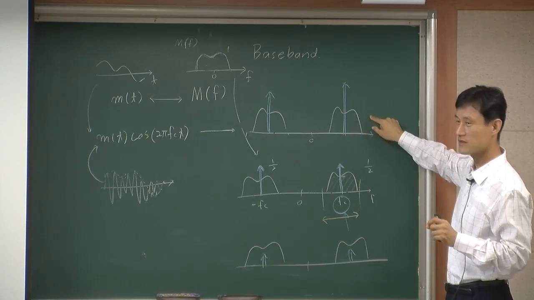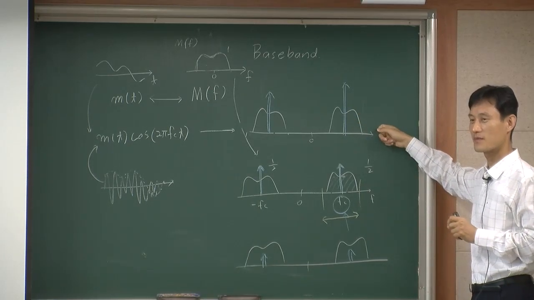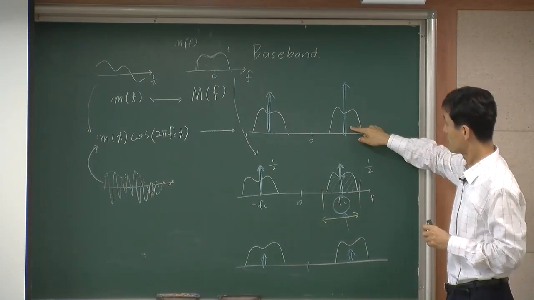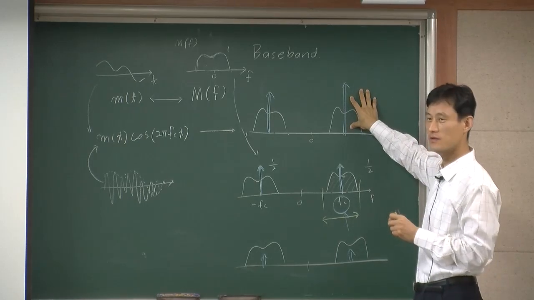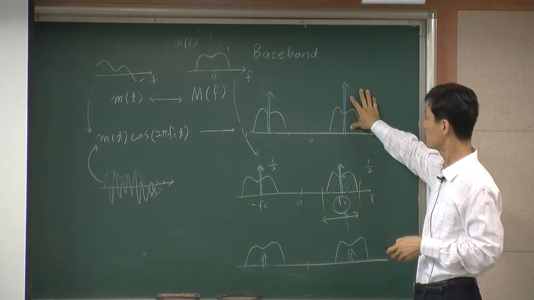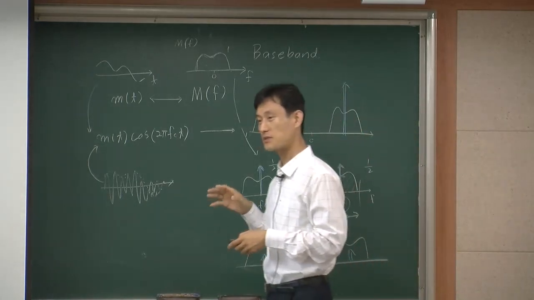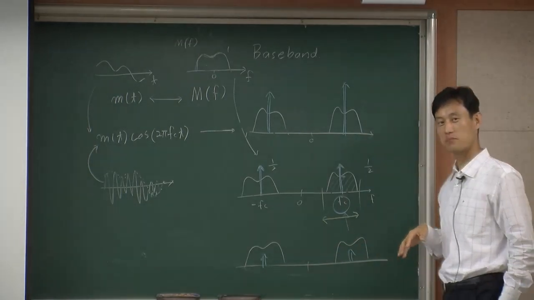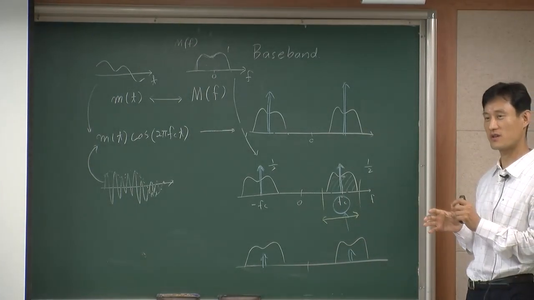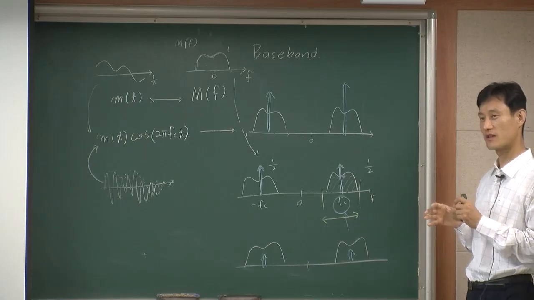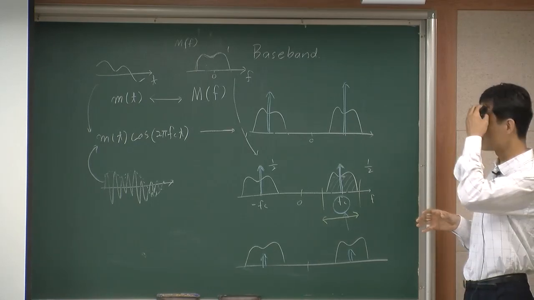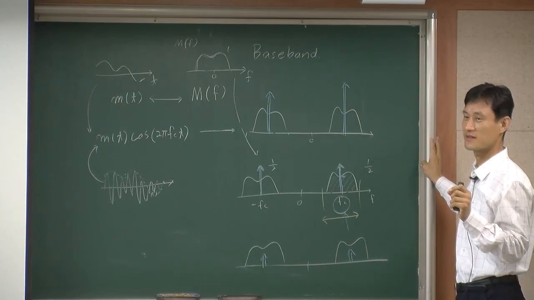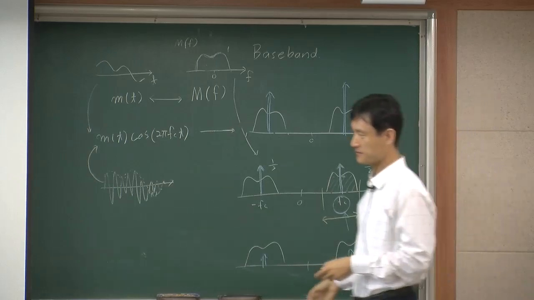Then why do we do this? Why do we have this blue? That's because we added DC. Then why did we add the DC? Because we want to design a simple receiver. We want to do envelope detection in a simple way at the receiver. So that's why we are adding blue. But blue is actually a waste. Completely a waste.